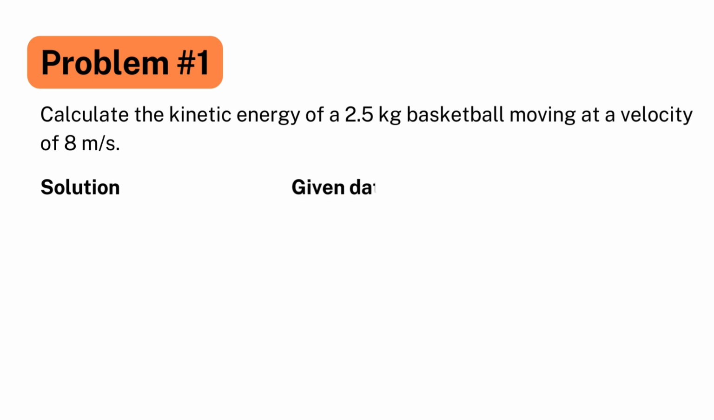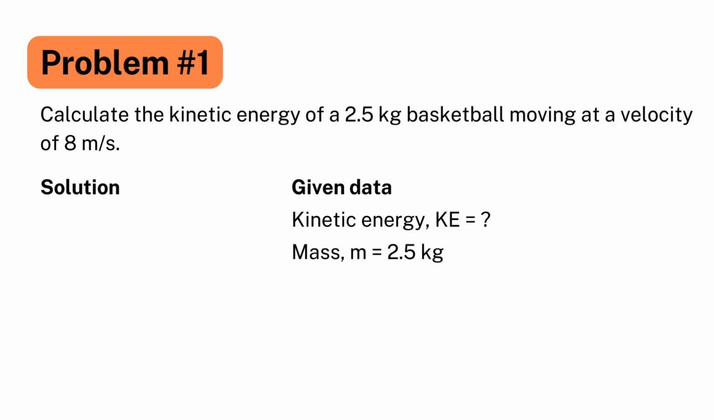We have to find the kinetic energy, so KE equals question mark. The mass of the basketball is given as m equals 2.5 kilograms, and it is moving with a velocity v equals 8 meters per second. Insert these values into the equation KE equals half times mv squared.